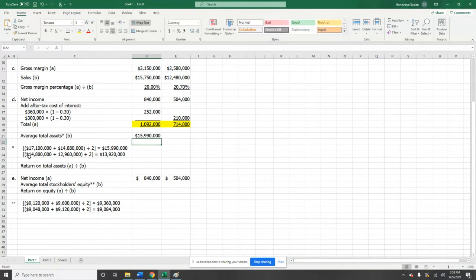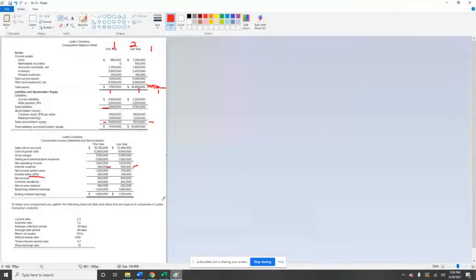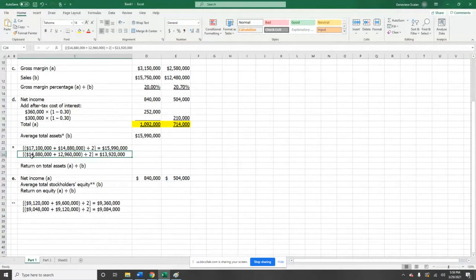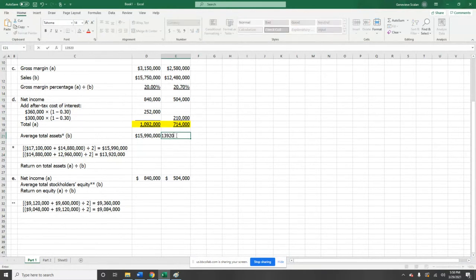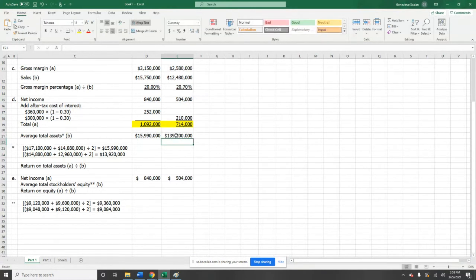And then year 2 plus the one we added. We didn't know, but in the book it told us this 12,960. So we take last year's plus the previous year's beginning, divide them by 2, and so our average is 13,920. Oopsie.